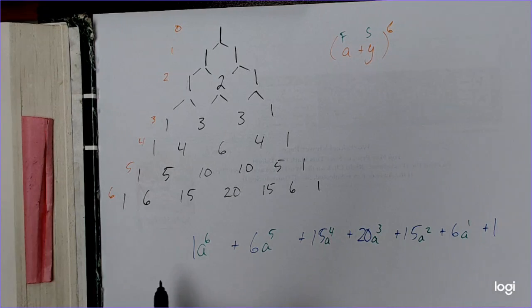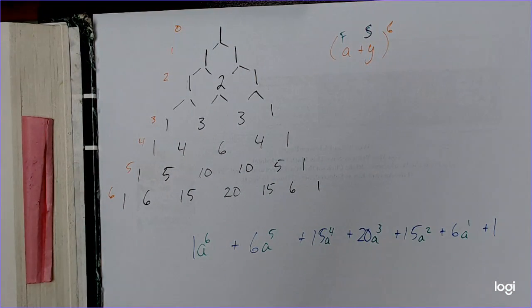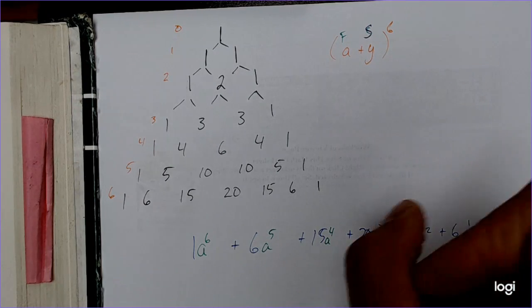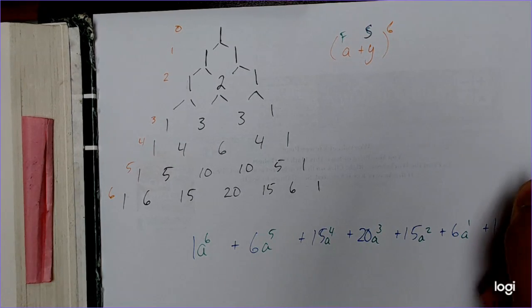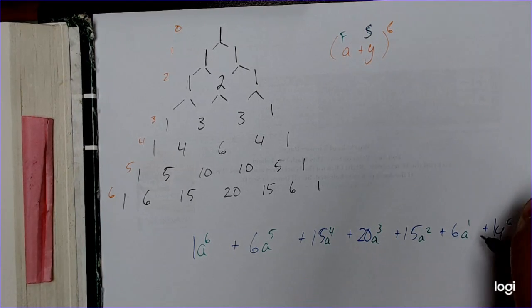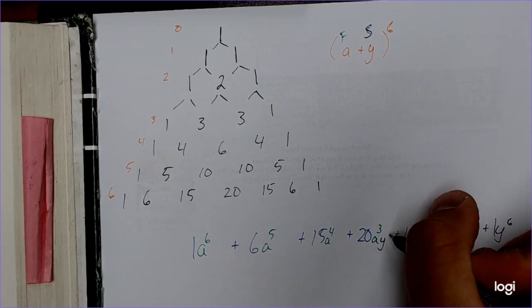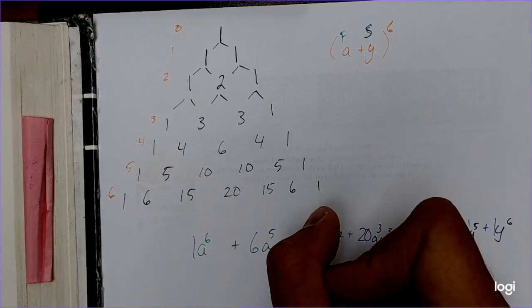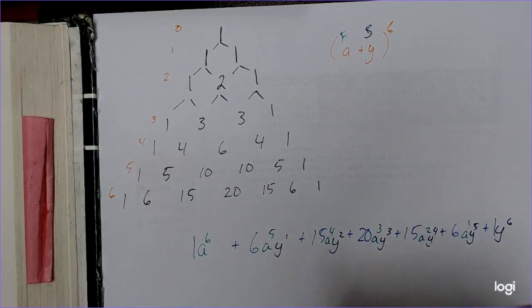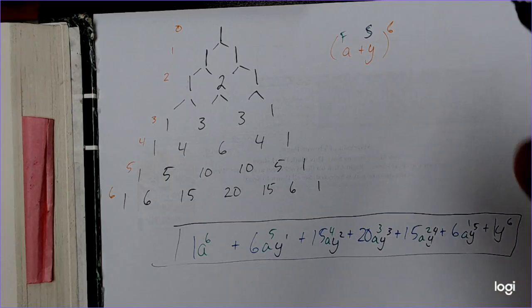So the first term starts from the left, counts from 6 down. And the second term, we'll call it y, counts from the right, 6 down. So all the way on the far right, I'm going to have y to the power of 6, and then here I have y to the power of 5, y to the power of 4, y to the power of 3, y to the power of 2, y to the power of 1, and then no y. And this is my answer. This is the answer to a plus y to the power of 6.